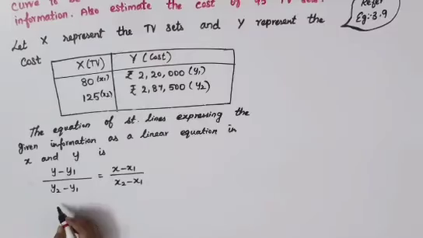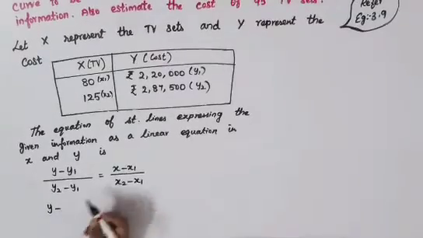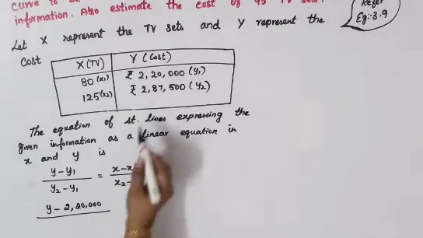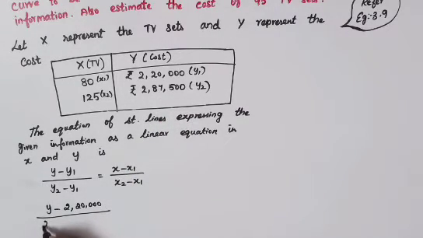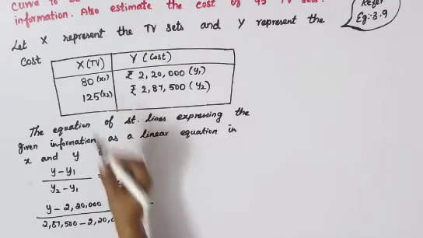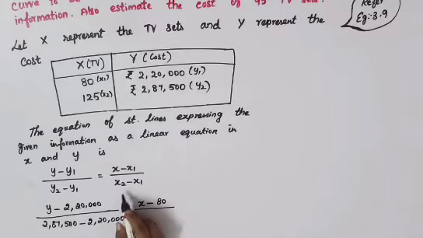Now substituting in your formula, you will get Y minus your Y1 is 2,20,000, divided by Y2 is 2,87,500 minus Y1 is again 2,20,000, which is equal to X minus X1. Keep your X as it is, minus X1 is 80, divided by X2 is 125 minus again X1 is 80.